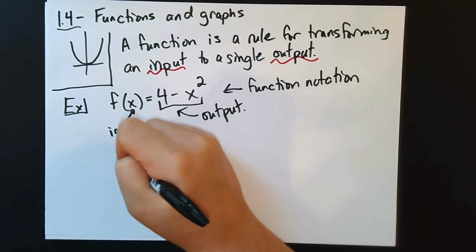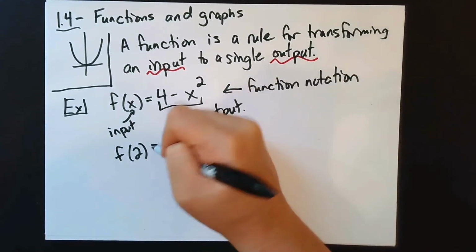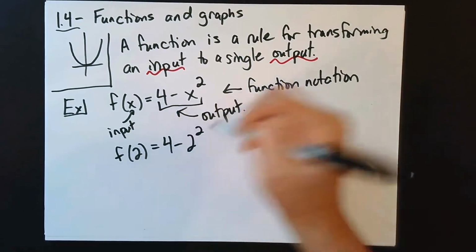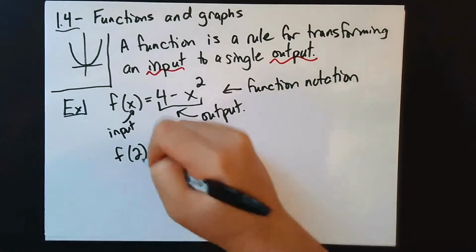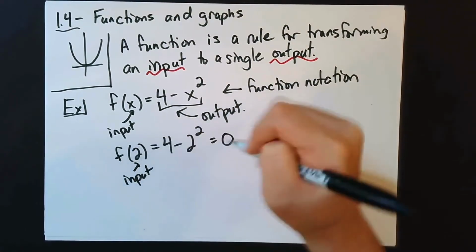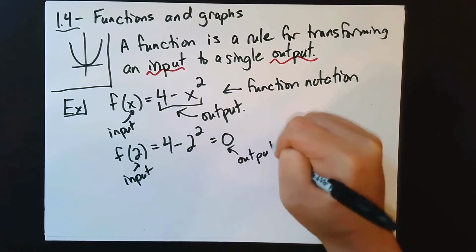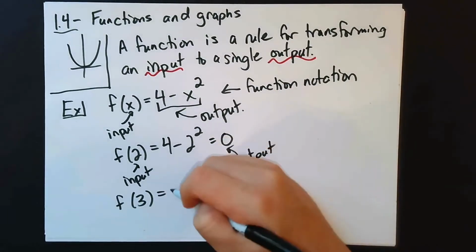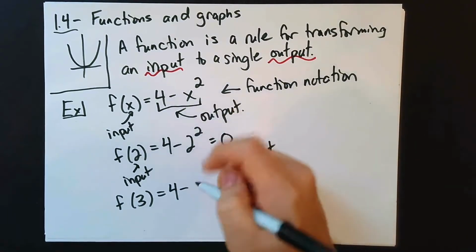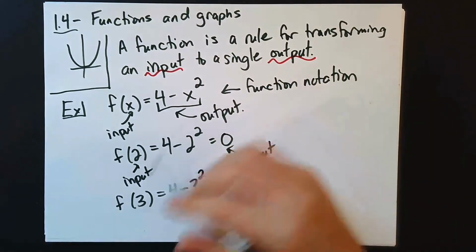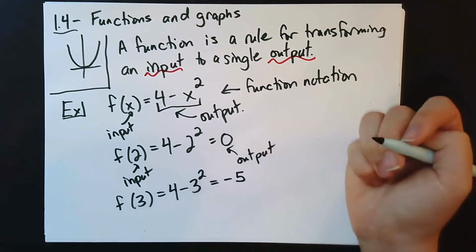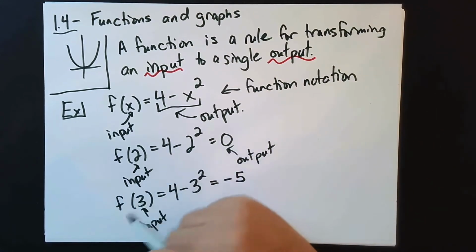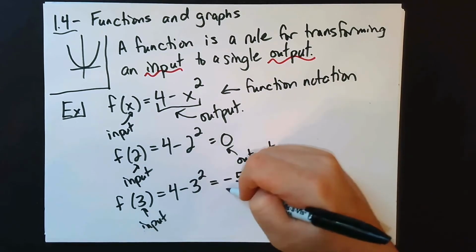So, for example, if I put in 2, I'm supposed to put in 2 for x there, 4 minus 2 squared, which is 0. Okay, so for this particular function, the input 2 corresponds to the output 0. Or if I took the input 3 instead, that would say 4 minus 3 squared, which would in fact be minus 5. Okay, and so, again, the input of 3 corresponds to the output of minus 5.